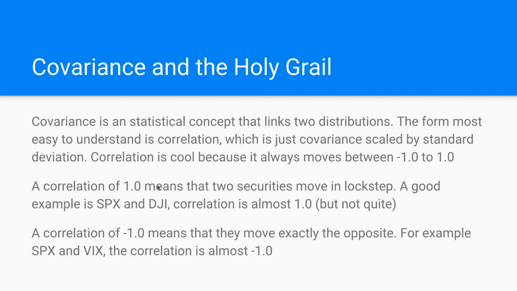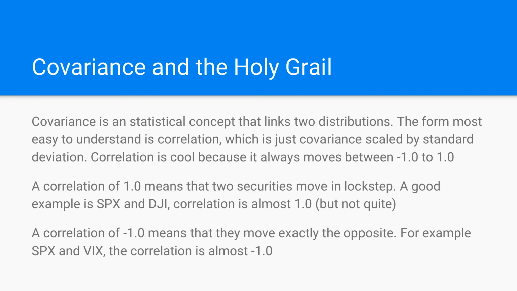For instance, a correlation of 1.0 means that the two assets, or two securities, or two whatever things, move in lockstep. They really move together. If one goes up, the other also goes up. If one comes down, the other also comes down. An example is the S&P 500 and the Dow Jones Industrials. The correlation is close to 1.0, like 0.90 something. You see that these two markets almost move in tandem all the time.